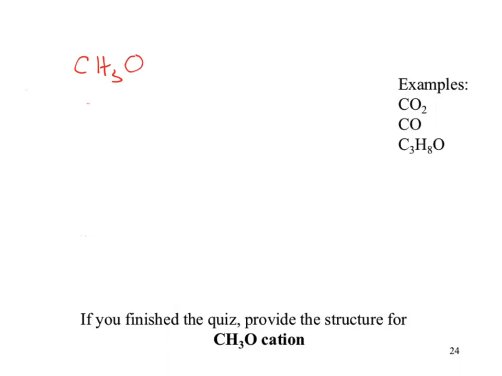CH3O, cation would be positive. So carbon, 4, hydrogen, there are 3 of them, 3, oxygen, 6. The cation means minus 1, so we get a total of 12. Should we just assume when you see cation without charge specified, it's always minus 1?